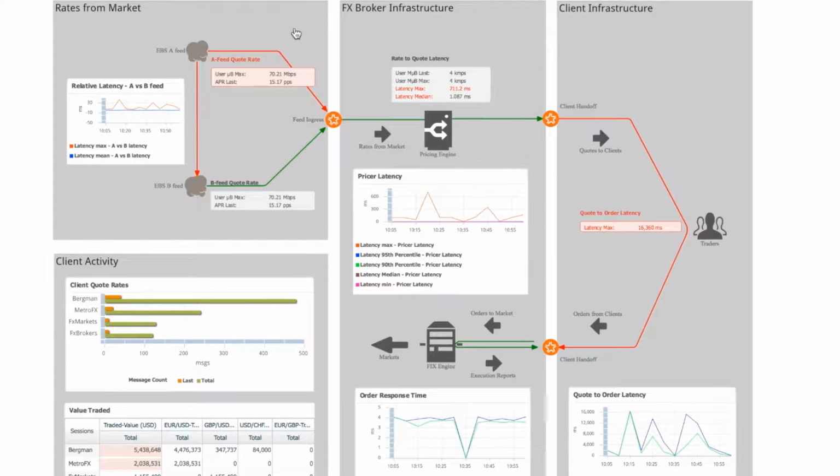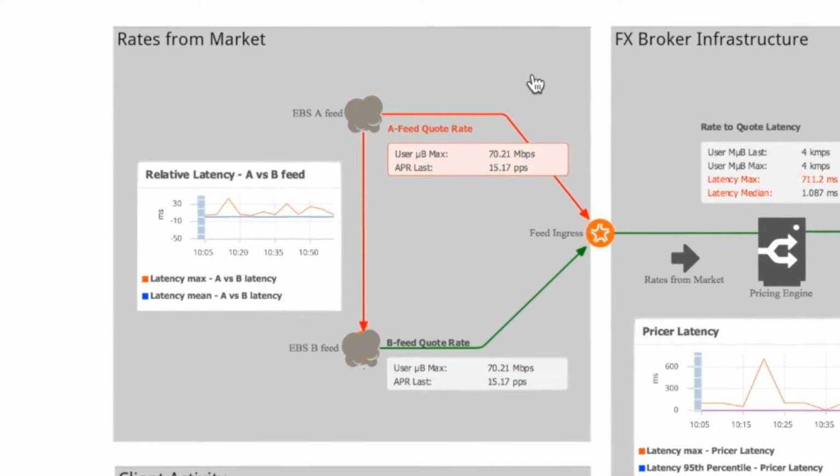Firstly, the performance of the rates that are coming in from the markets. Secondly, the performance of their own infrastructure. And then thirdly, how their clients are receiving those quotes and trading off them. So let's firstly take a look at the rates that are coming in from the markets at the top left.